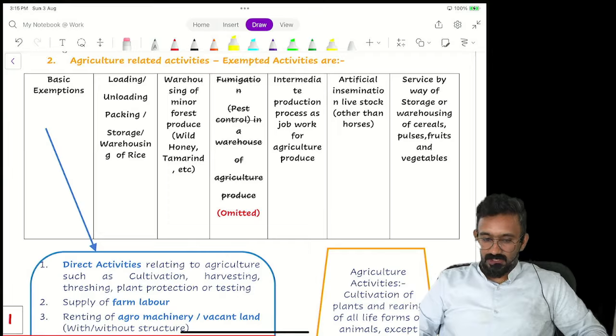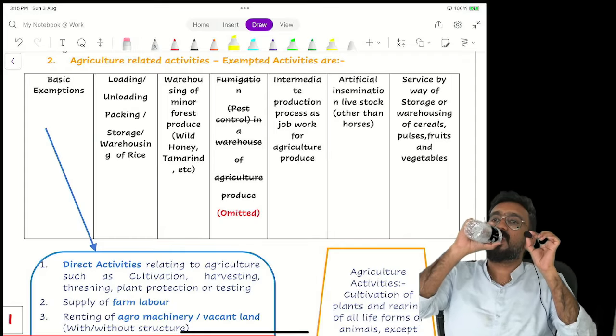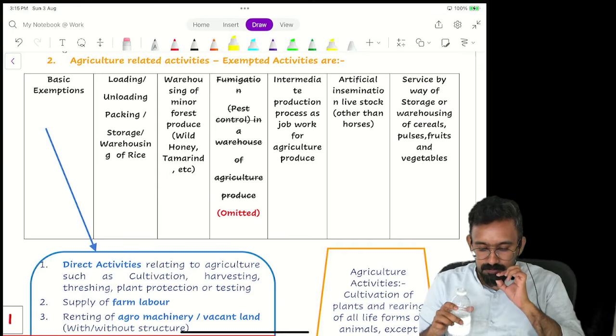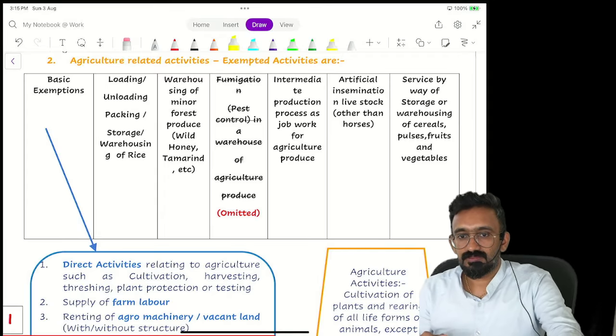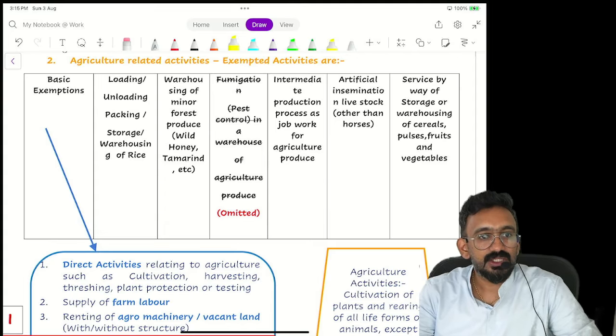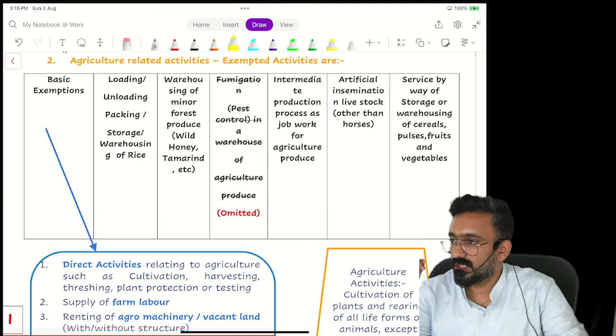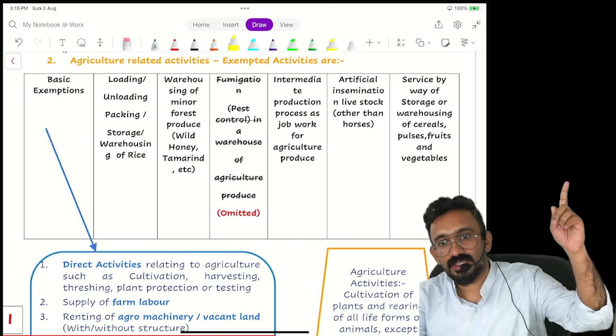Let's move to the second industry that we have. Second one, agriculture related activities. Okay. Agriculture related activities. Let's try to do that. Can you switch on this AC also?